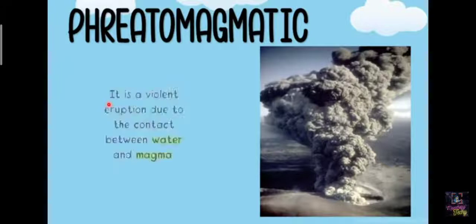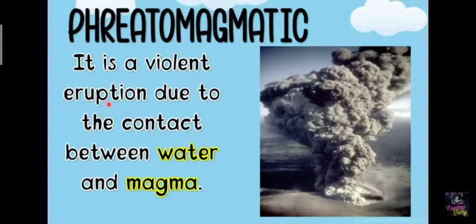Next is the phreatomagmatic. It is a violent eruption due to the contact between water and magma. As a result, a large column of very fine ash and high-speed and sideway emission of pyroclastic cold base surges are observed. Note, class, that in phreatomagmatic, it is the interaction of water and magma.